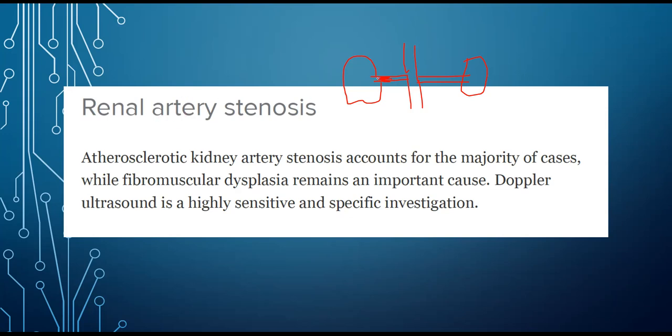Now, if it's happening in a young female, it can be due to a condition called fibromuscular dysplasia, but it's mainly in young adults. Elderly or middle-aged, most likely atherosclerosis. How to diagnose it? Doppler ultrasound of the renal artery. Okay, so that's highly sensitive and specific.